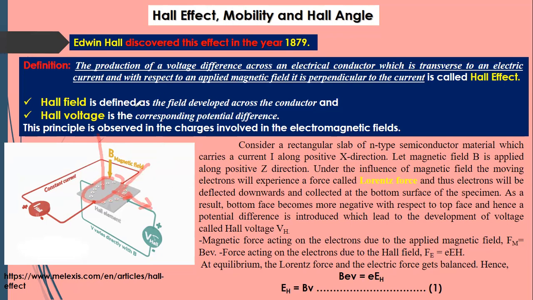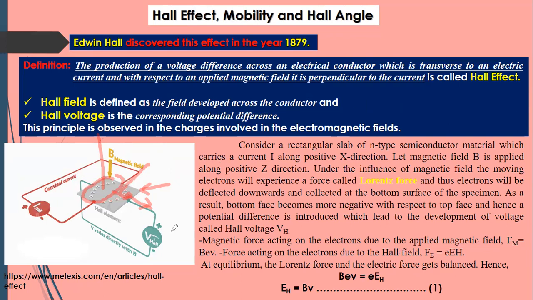Here I have mentioned the definition. The Hall field is the field developed across the conductor. Across which conductor? This is the conducting material, and across the conductor the Hall field develops due to the electron charge and positive charge, and how the electron and positive charge were created, I have already explained.